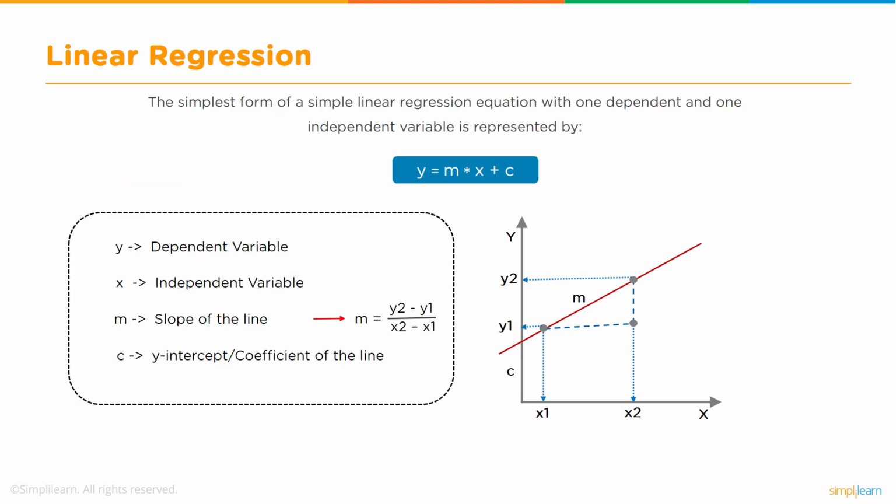The simplest form of a simple linear regression equation with one dependent and one independent variable is represented by y equals m times x plus c. Y being the dependent variable, x being the independent variable, m being the slope of the line, which you can see over here on our graph, equals (y2 minus y1) over (x2 minus x1), and c being the intercept, or the coefficient of the line.